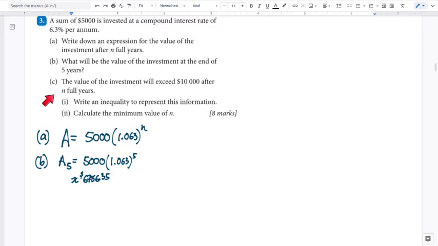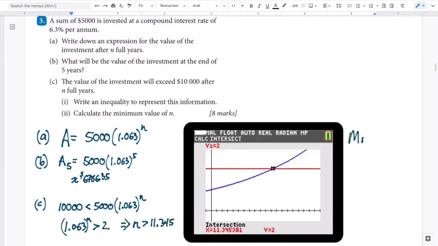But for part C, we're asking how long is it going to take for the account to exceed $10,000? And for that, it says write an inequality, so it's simply that the amount of the investment should exceed $10,000, if you're reading from right to left. Dividing both sides by 5,000 just to make nicer, cleaner, smaller numbers on my calculator. I am going to enter this into my calculator, use the calculator to find the point of intersection, and then use it as the solution to the inequality.